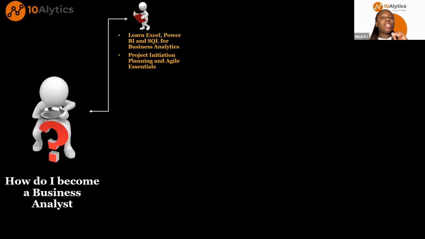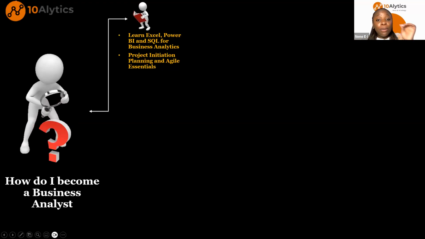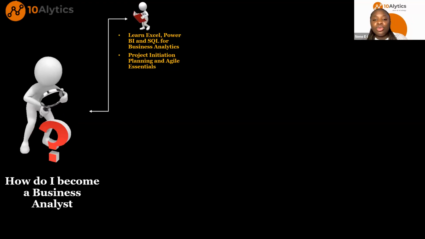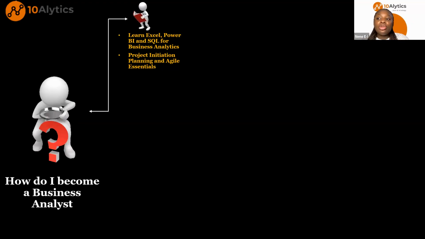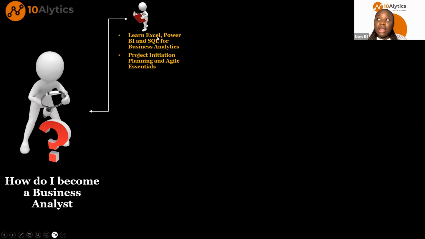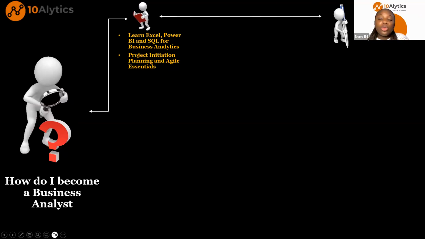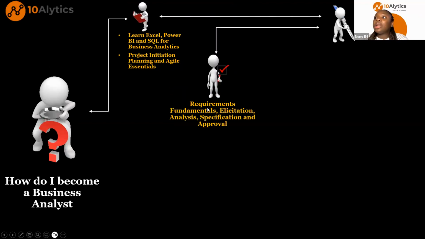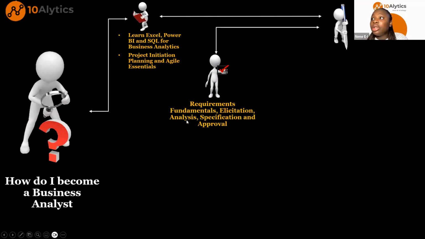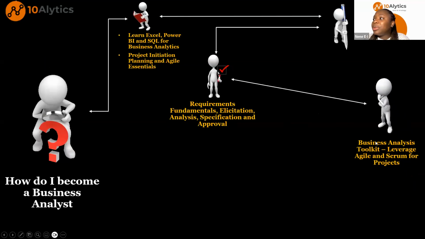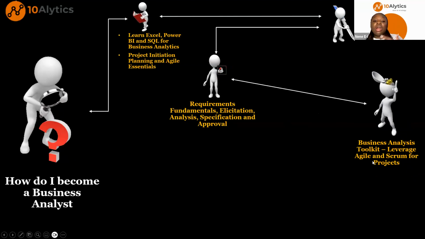We've seen recruiters and employers ask for these skills. So rather than a normal training program that just trains on the core business analysis tools, we also add data analytics into our program. And that's why you have Excel, Power BI, and SQL. You also look at project initiation, planning, and agile essentials. Then we look at software development life cycles. Then we look at requirements fundamentals, elicitation, analysis, specifications, and approval. After that, we look at business analysis toolkits, leveraging Agile and Scrum for projects.